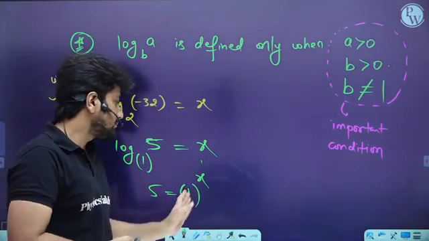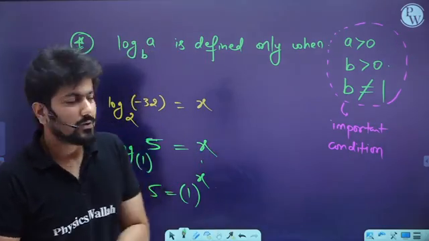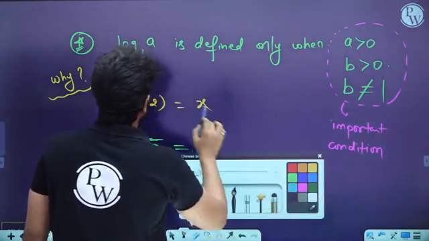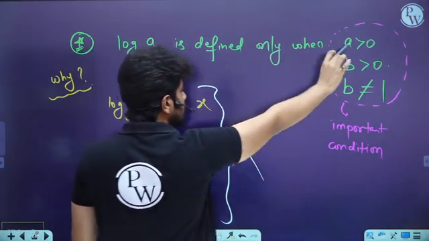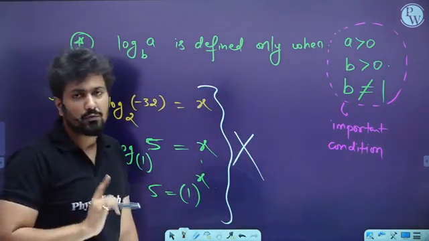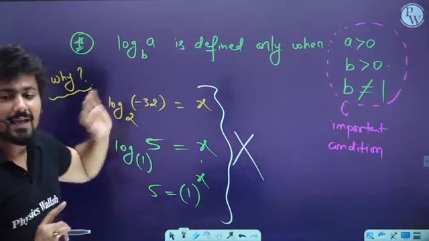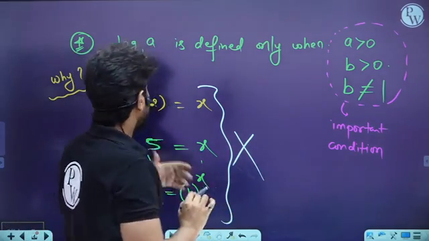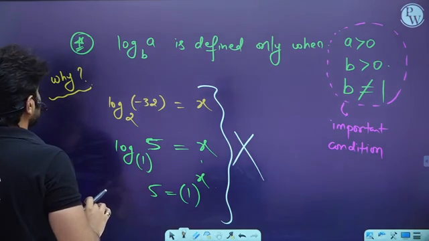1 raised to the power 1 is 1, 1 raised to the power 2 is 1, 1 raised to the power 3 is 1, 1 raised to the power 4 is 1. So I hope you understand the reasons. Log of a negative number is not defined; a should be greater than 0, b should be greater than 0, and b should not be equal to 1. The base should not be equal to 1. This number a can be equal to 1. That works, that isn't any problem. Log of 1 is defined. Okay.